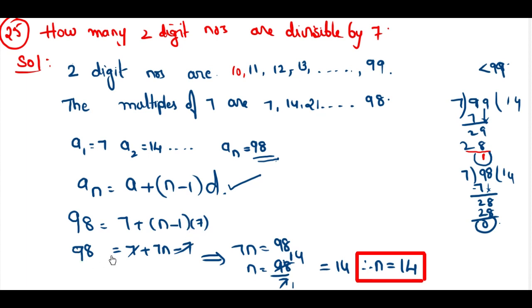So 98 is equal to 7 plus n into 7 is 7n, minus into plus is minus, 1 into 7 is 7, plus 7 and minus 7 will get cancelled. So 7n is equal to 98. Upon transposing it will become 98 by 7. 7 ones are 7, 2 is left, so it will be 7 fours are 28. So there will be totally 14 terms which are 2-digit numbers which are exactly divisible by 7.